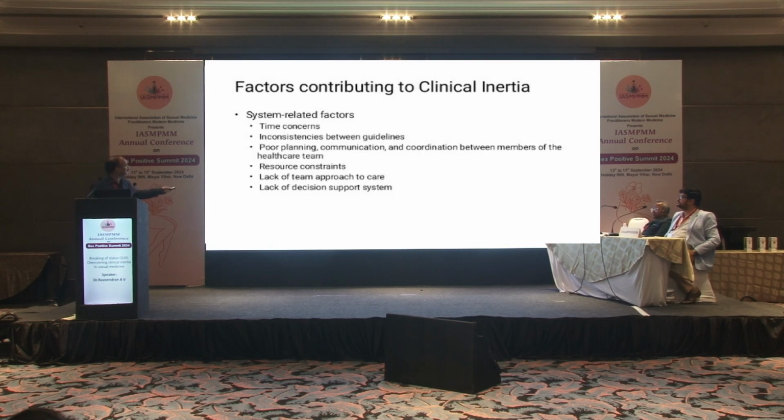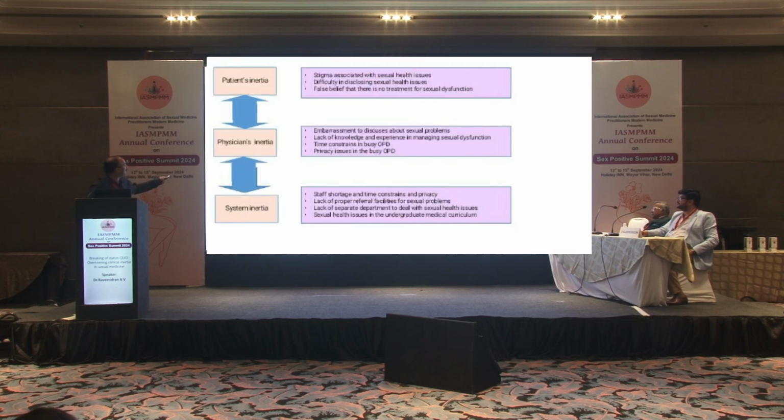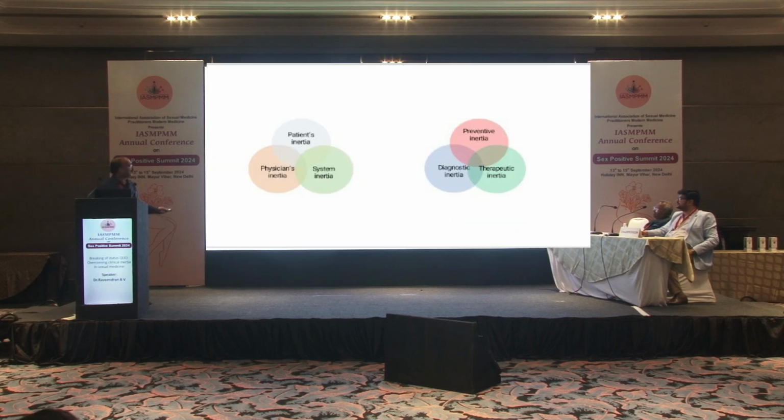And the system-related factors include time concerns, inconsistencies between guidelines, poor planning, poor communication among the healthcare teams, resource constraints, and lack of team approach and decision support system. So the various factors, physician or provider related, patient related, and system related, are not isolated compartments. They are interrelated and overlapping. So this is again the diagrammatic representation: physician inertia, patient inertia, system inertia. All these contribute to clinical inertia, and there is considerable overlap between patient inertia, physician inertia, and system inertia.